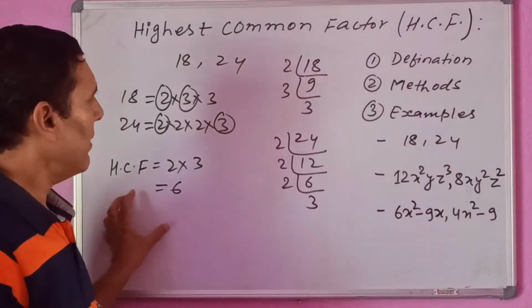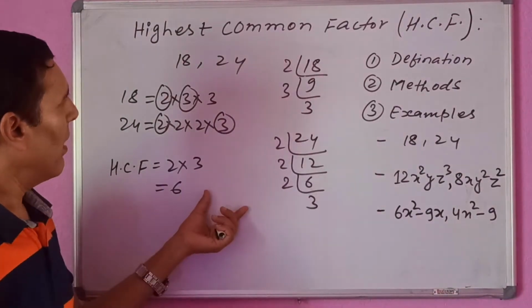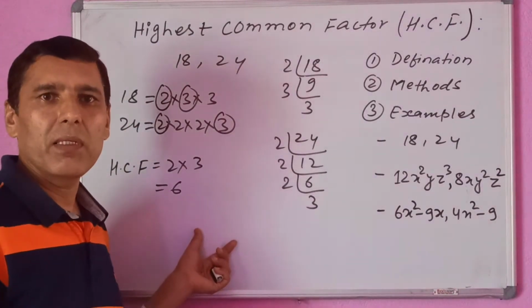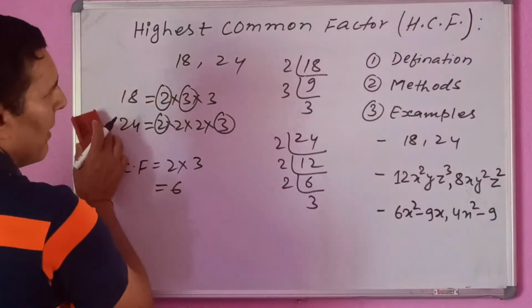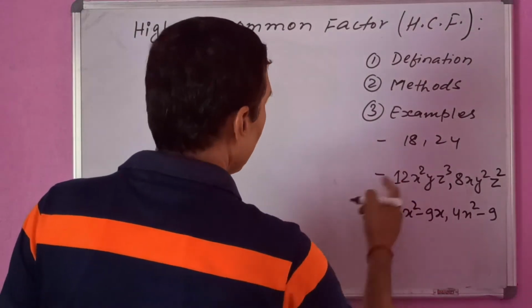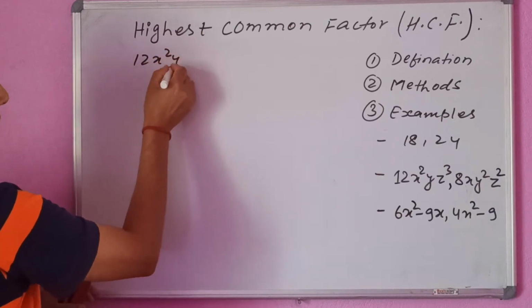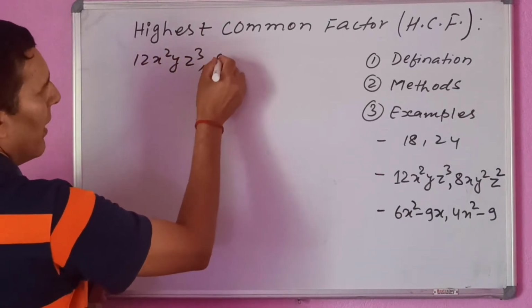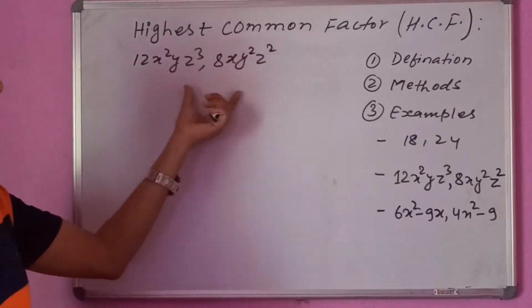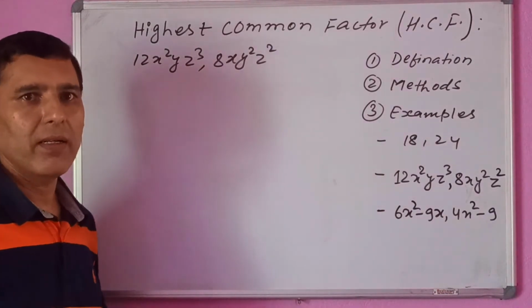So this is one example of arithmetic by taking two numbers 18 and 24. I hope it helps you to build up your concept of how to find HCF of numbers by factorization method. Okay guys, let's take another simple example. The second one is 12x square y z cube and 8x y square z square. We have two very simple algebraic expressions. What will be their HCF? Let's see.